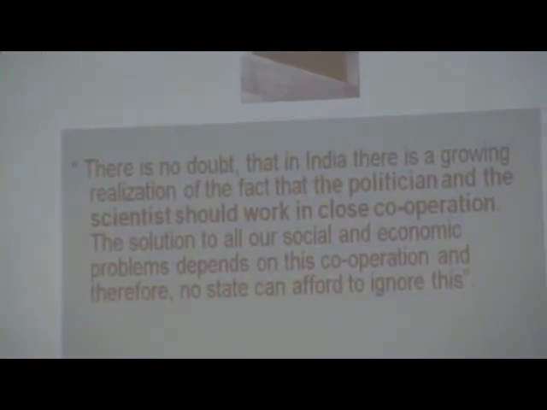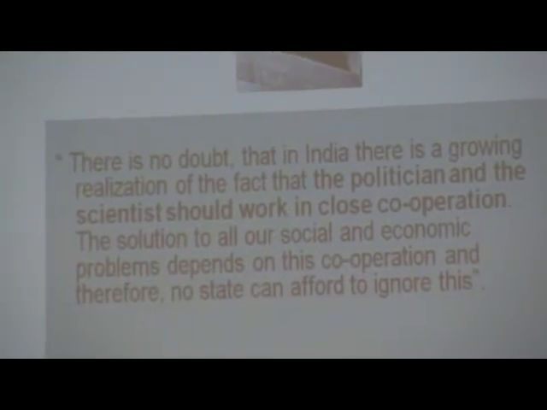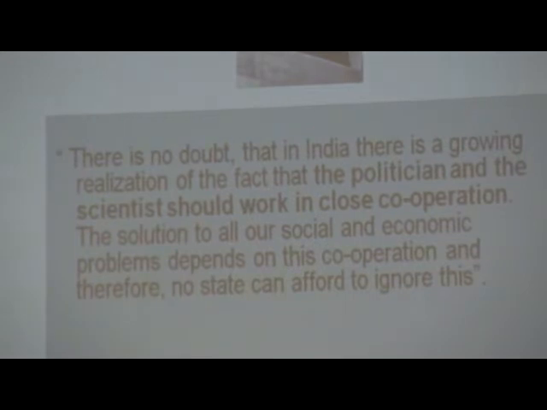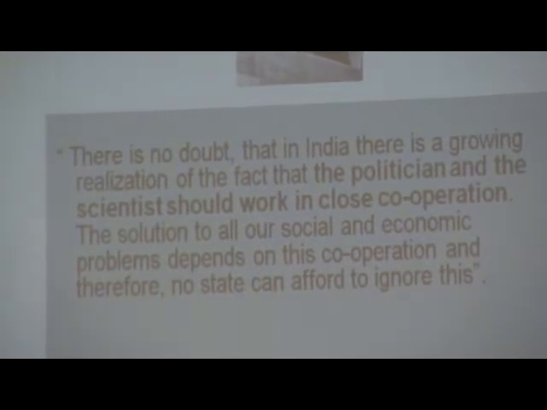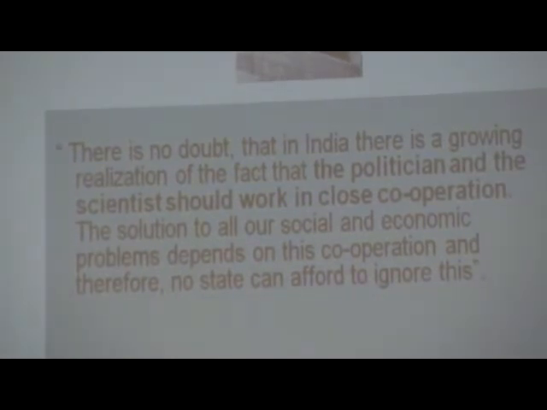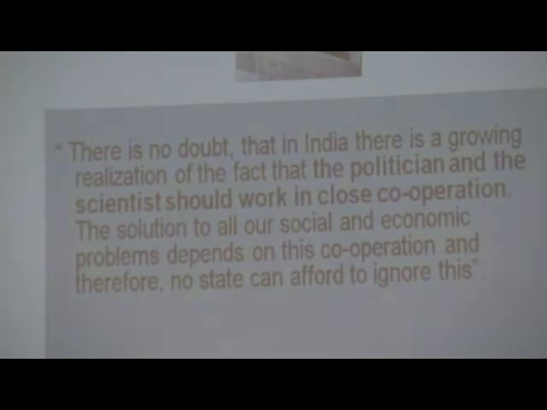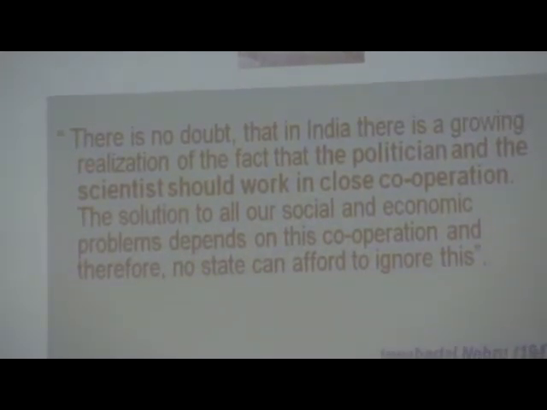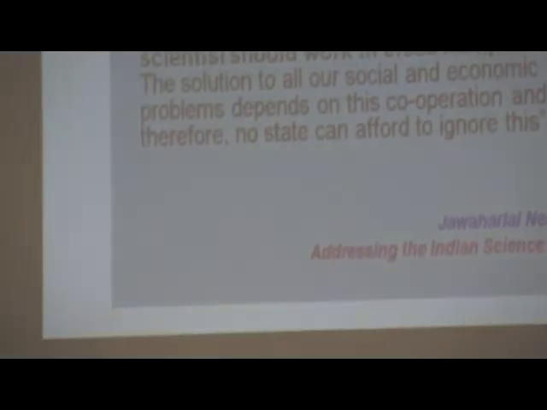There is no doubt that in India there is a growing realization of the fact that the politician and the scientist should work in close cooperation. The solution to all our social and economic problems depends on this cooperation, and therefore no state can afford to ignore this. I'm sure some of you must be thinking that I'm praising this politician and political involvement, hoping that I might get a good designation or a good job or whatever the high position, but that is not so. This is where I have seen science policy implementation in Sri Lanka has failed.